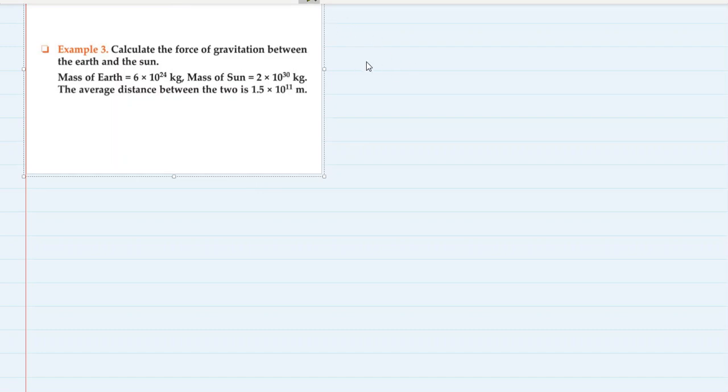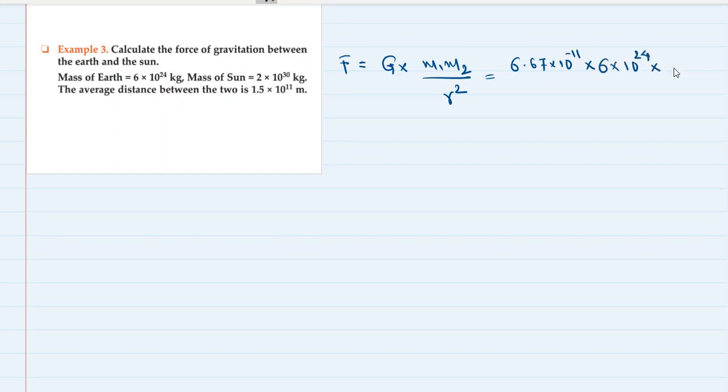So what is the force between them? The force between them is G multiplied by m1 m2 upon r square, which is 6.67 into 10 raised to minus 11, multiplied by 6 into 10 raised to 24, multiplied by 2 into 10 raised to 30, the whole upon r square, that is 1.5 into 10 raised to 11, the whole square. Okay, now we need to simplify this. Again, I'm going to help you.